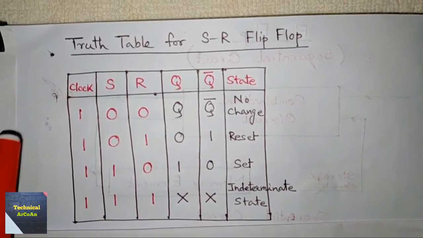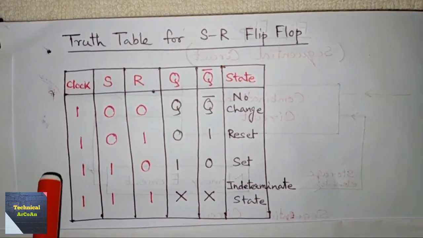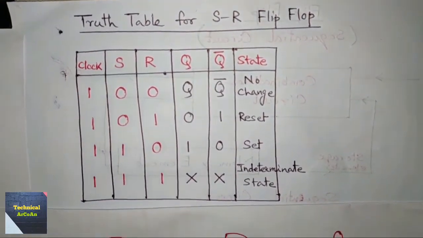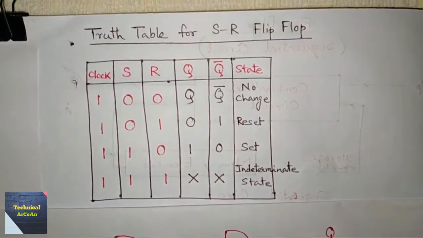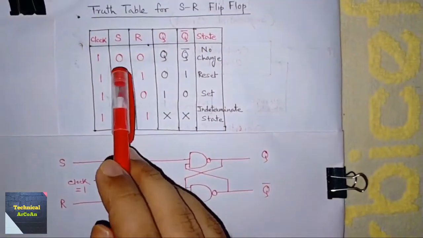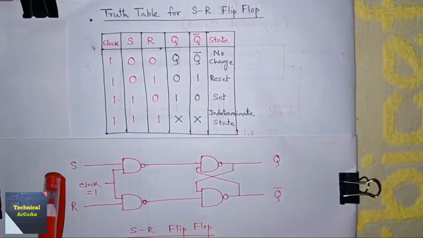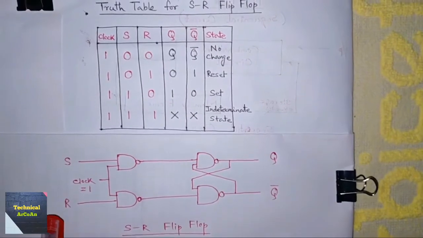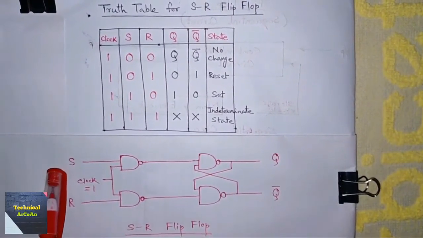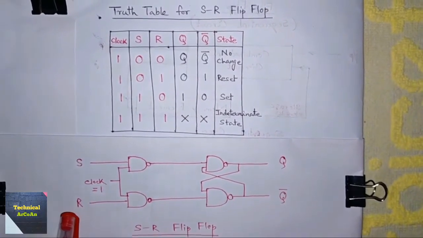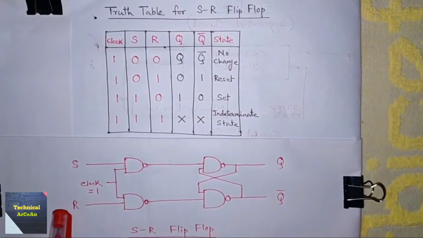There is a clock. The clock is always high, which means the clock value should be equal to 1. And what are the combinations for SR? They are 00, 01, 10 and 11, which means either S is 0 and R is 0, or S is 0 and R is 1, or S is 1 and R is 0, or S is 1 and R is also 1.